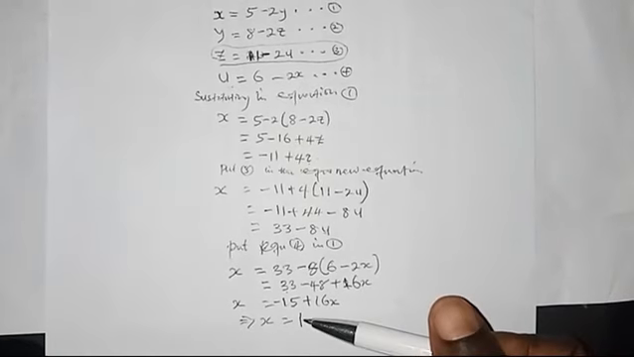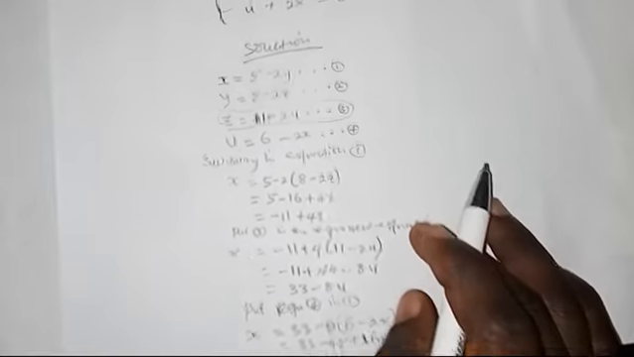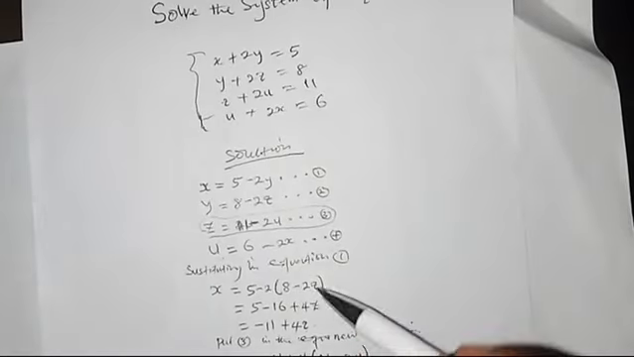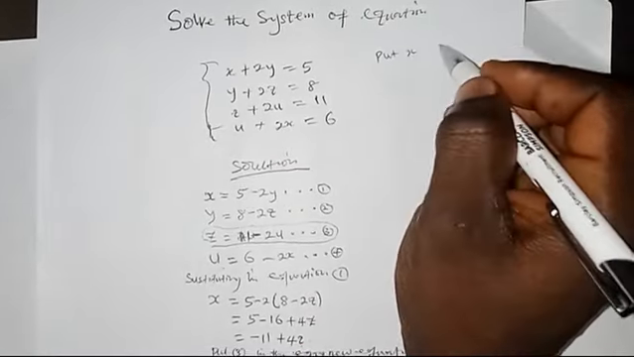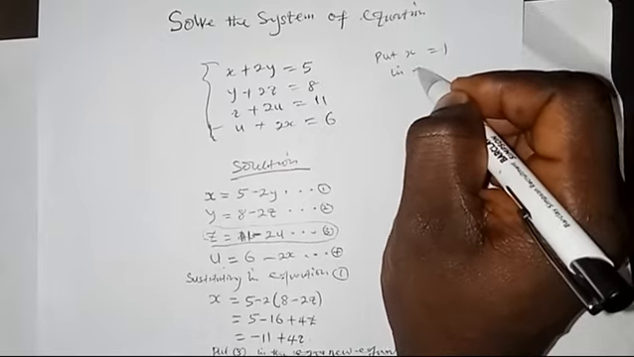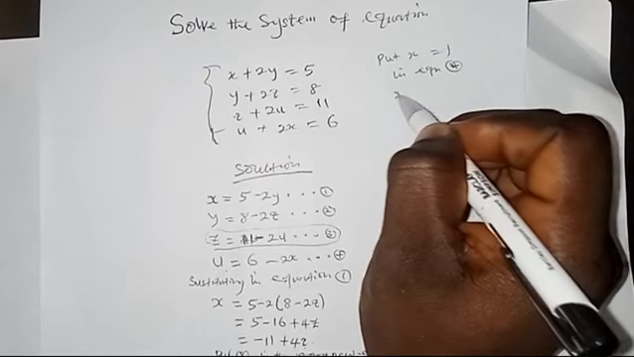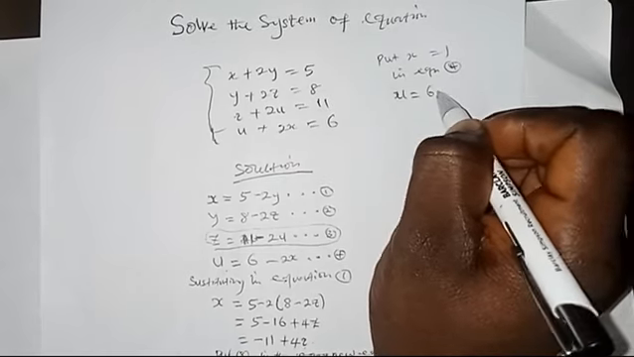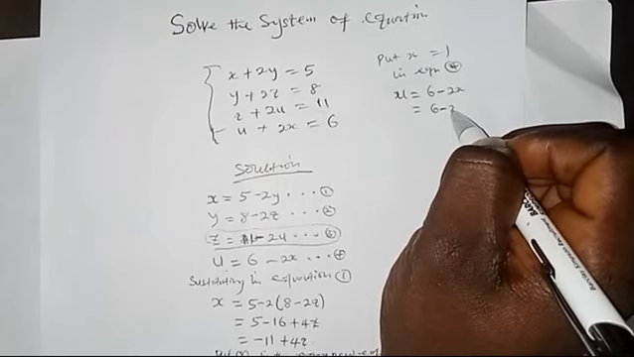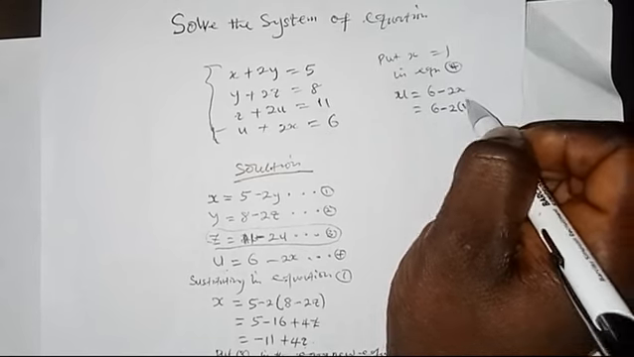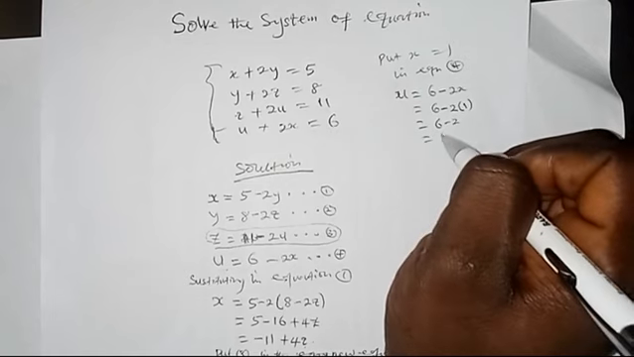So what we are just going to do now is go ahead and start substituting the value of x. Okay, and of course we can put the value of x in our equation 4. Put x equals 1 in equation 4. Okay, and our equation 4 is u equal to 6 minus 2x. So putting the value of x, we have that our u becomes 6 minus 2 times 1, which is going to give us 6 minus 2, which is equal to 4.